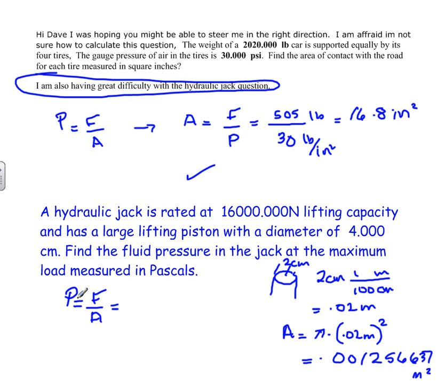And we can now find the pressure by taking the force of 16,000 newtons and dividing it by the area of 0.00125667, and that's in square meters. Newtons per square meter is short form for pascals. So we take 16,000 divided by the previous answer, and we get a huge pressure of 12,732,395 pascals.